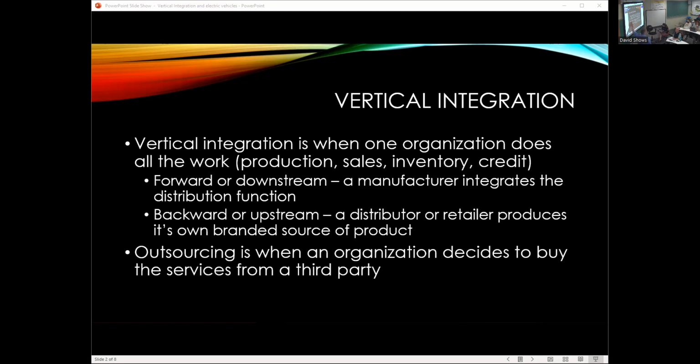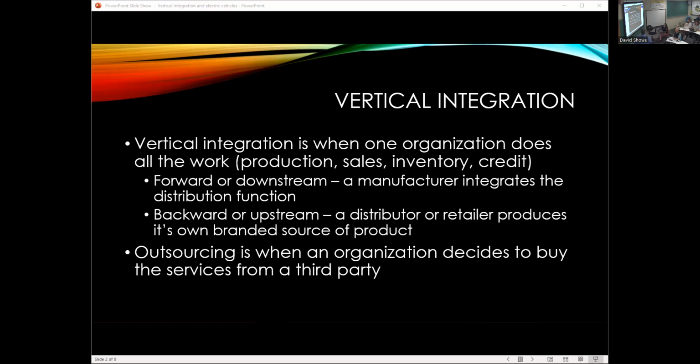And as we look at these, these are the same notes that we have from our slides, you can either do it forward or downstream, in which a manufacturer decides that they're going to integrate the entire distribution structure in their work, or you can be a distributor or retailer who decides to sell their own branded equipment or product, or take someone else's product and change it in such a way that it's used for a unique purpose.